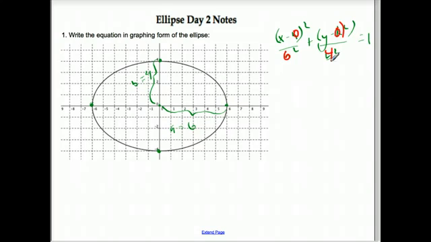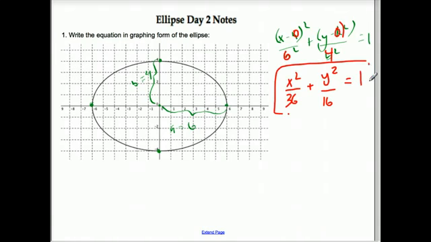So this simplifies to x minus 0 is just x squared over 6 squared, which is 36, plus y minus 0 is the same as y squared over 4 squared, which is 16, equals 1. So that's the final answer. Pretty easy to get the equation if you know the vertices.